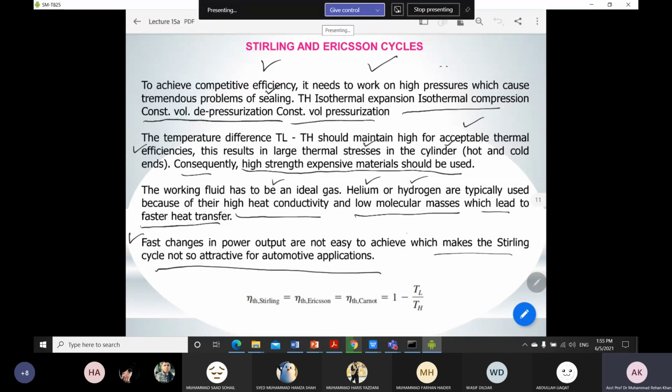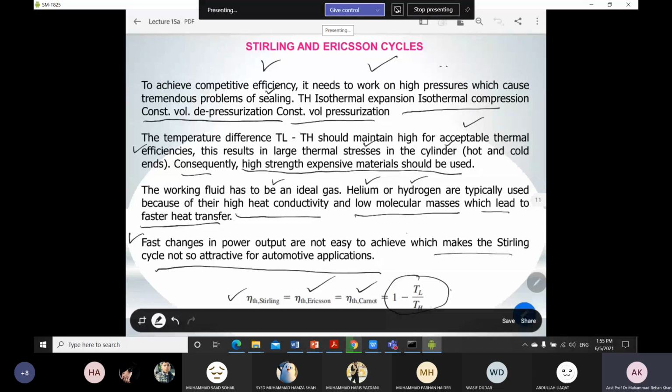And then if we compare the efficiency of your Stirling cycle, Ericsson cycle, and Carnot cycle, all three efficiencies are equal to 1 minus TL over TH. And when we are operating between the same thermal ranges, for example, maximum temperature is the same and minimum temperature is the same, you can notice that the thermal efficiency of the Ericsson and Stirling cycles is equal to the Carnot cycle efficiency. Okay, so these are some positive things about it.